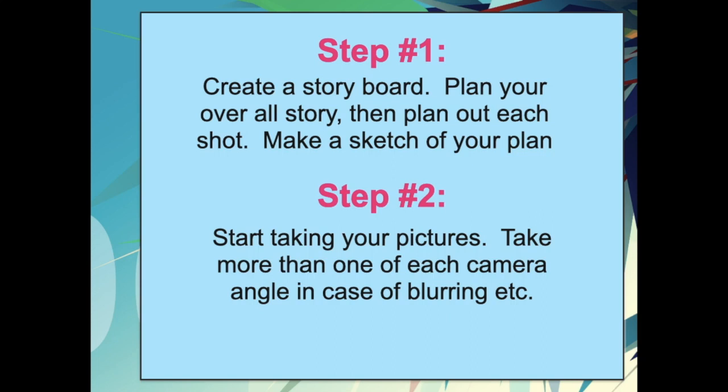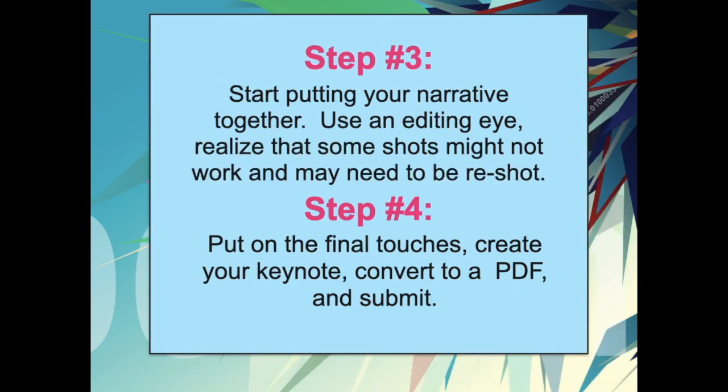So step 1, you're going to create a storyboard. Plan your overall story, then plan out each shot. Make a sketch of your plan. This will be submitted as part of your Keynote, as you will see in the student example I submitted. Step 2, start taking your pictures. Take more than one of each camera angle in case of blurring, etc. Step 3, start putting your narrative in.